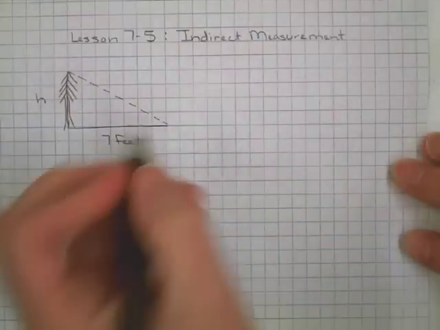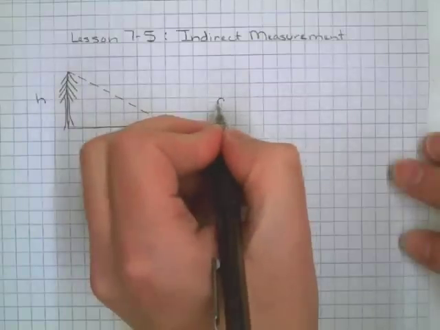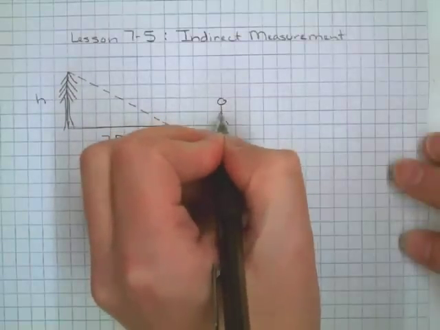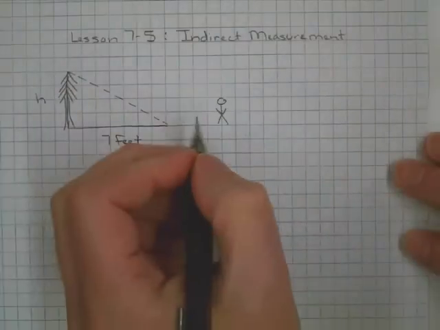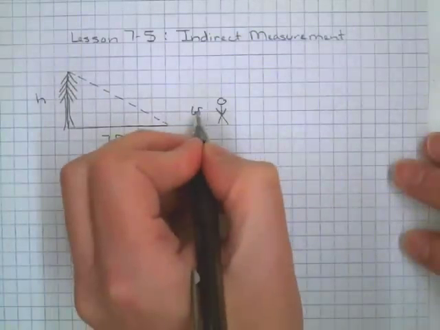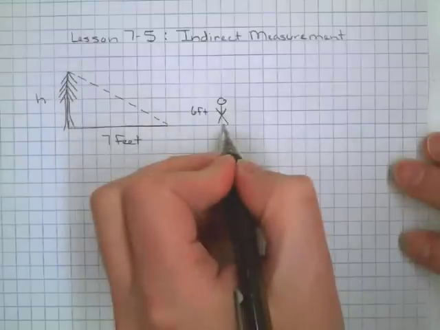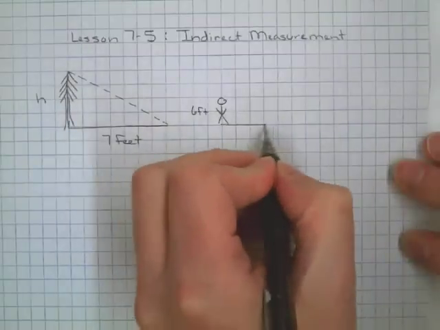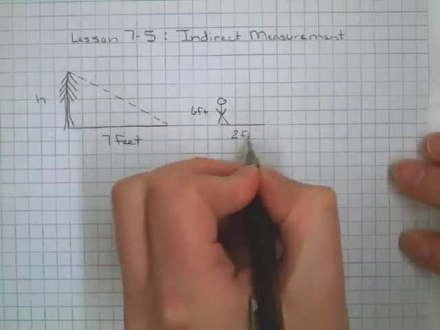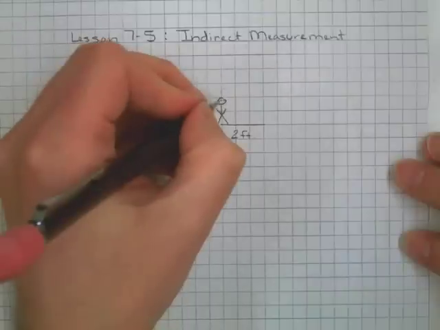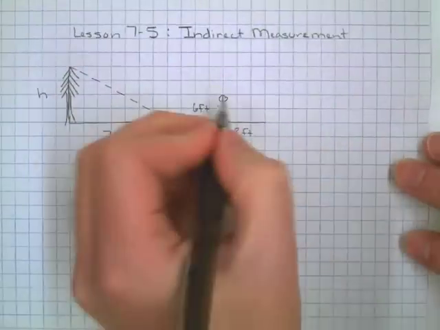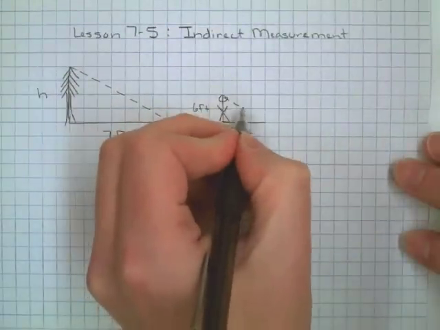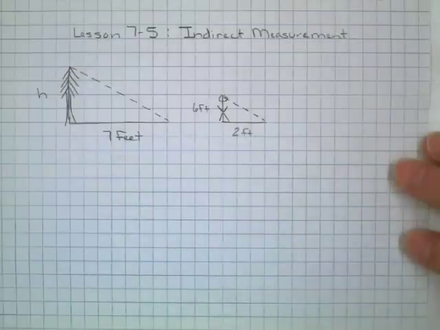A little ways away, our friend is standing. We know that our friend is 6 feet tall. And he casts a shadow 2 feet in length. If we think of drawing a line straight through him and attaching the shadow to that height, we could come up with another triangle.